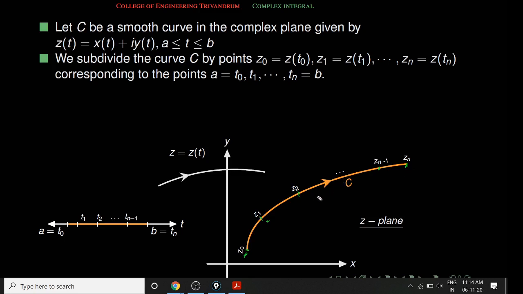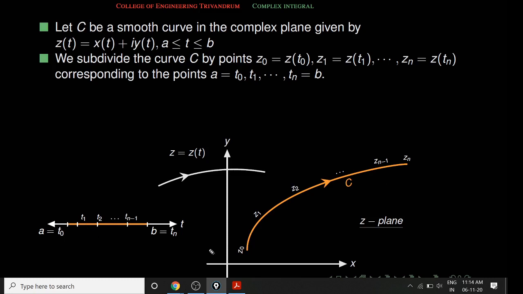This is analogous to our real calculus. In the case of real calculus, we divide the interval AB using some points. Here our interval AB is a curve. The analogous version is that AB is similar to a curve, so we divide the curve C: Z0, Z1, Z2, etc., Zn, corresponding to these points.